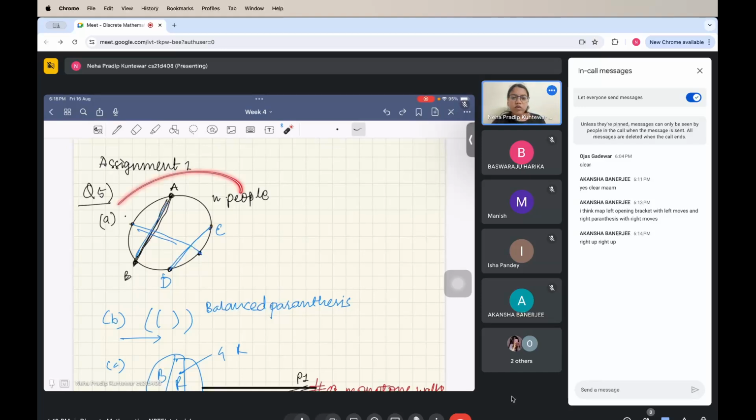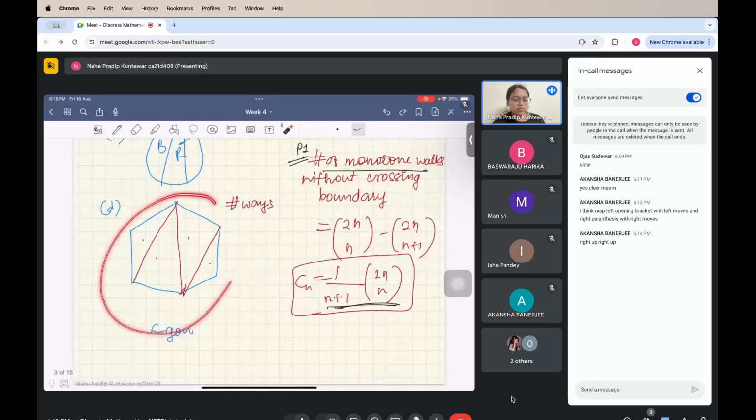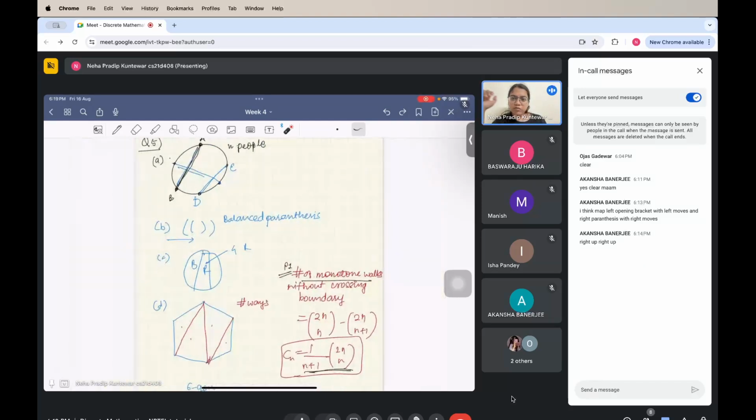So this problem of people sitting across a table and shaking their hands is very similar to this problem where you have a polygon and you are drawing triangulations. So does anybody see similarity between the problem A and problem D?